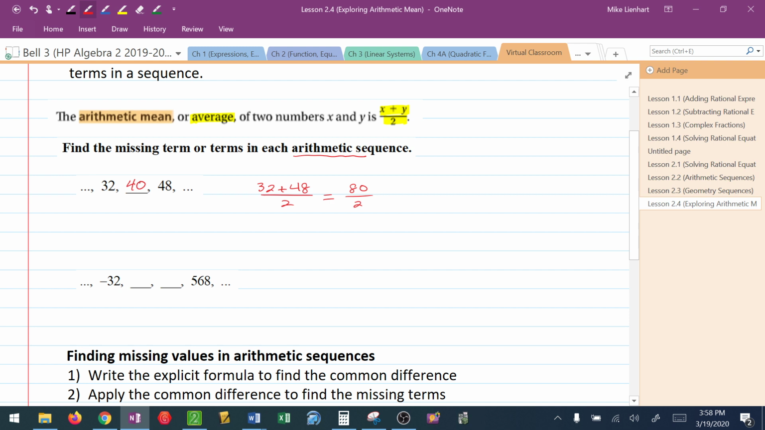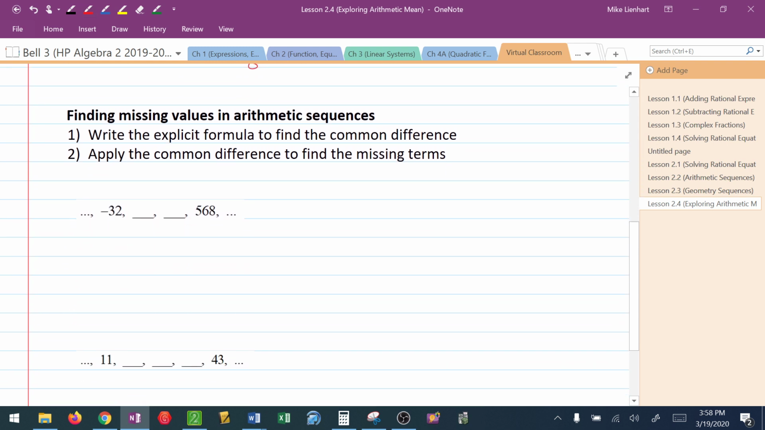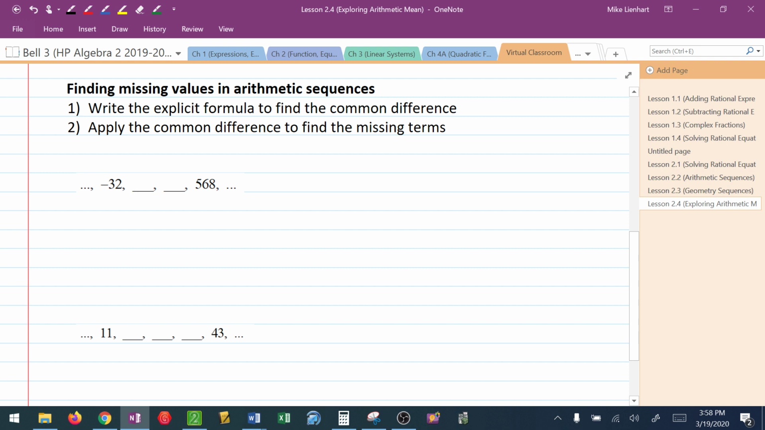All right. But what if I have two missing terms? Well, this adding and dividing by two no longer works. So, what do we do for this? And this is what I mean by exploring this idea of arithmetic mean. This is why we learned about arithmetic sequences and specifically the explicit formula for an arithmetic sequence.